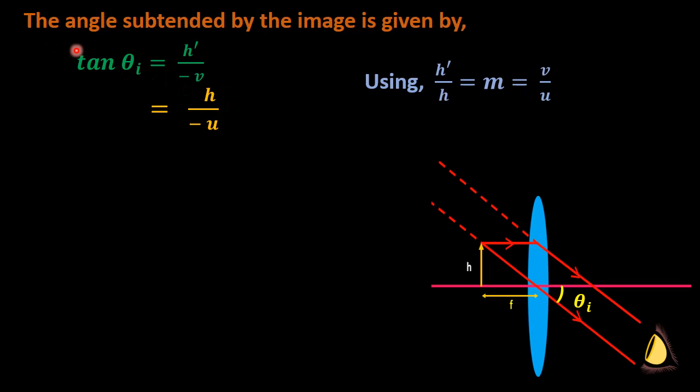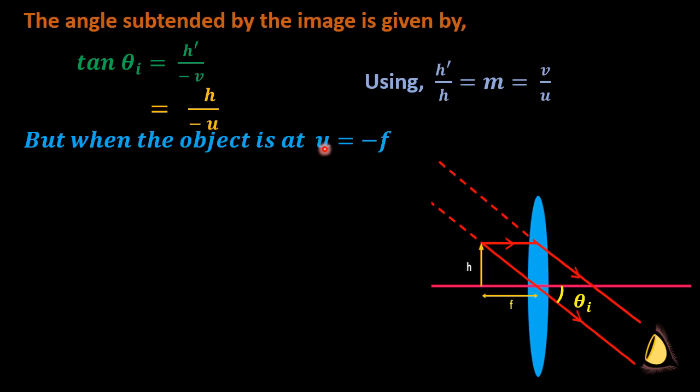But in our figure, the object distance u is equal to the focal length because we have placed the object at the focus. So u will be replaced by minus f since the focal length is to the left of the lens. Then tan theta I equals h by f. When the angle is very small, theta I equals h by f. So this is our equation number 2.